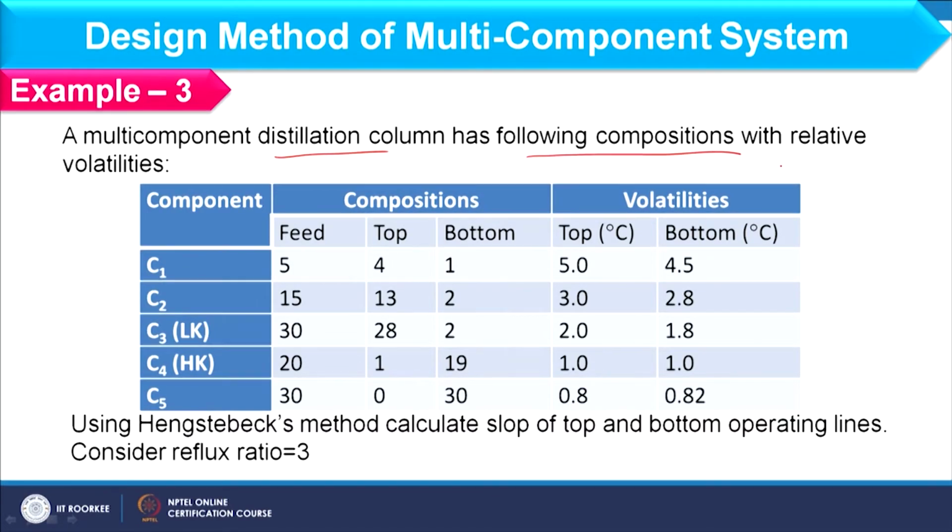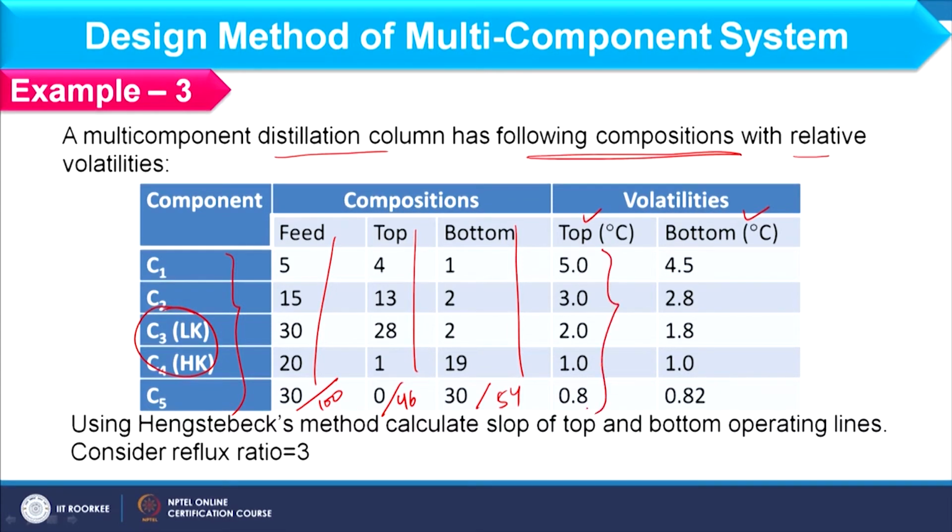So, let us say we have example 3. In this example, a multi-component distillation column has the following compositions with relative volatility. You see here I am having components like C1, C2 to C5, and we already have the light key as well as the heavy key, and the compositions of feed, top and bottom are given to us. If you consider this feed, total is basically 100, and at the top it is 46 and at the bottom it is 54. And as far as volatilities are concerned, these are the volatilities at top temperature and bottom temperature of the distillation column.